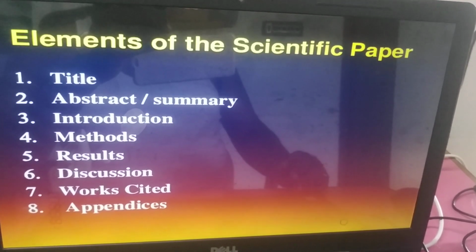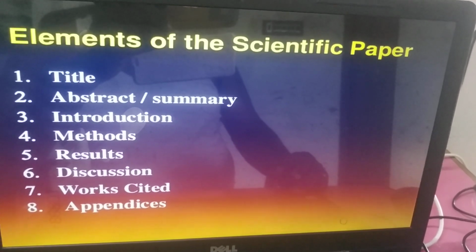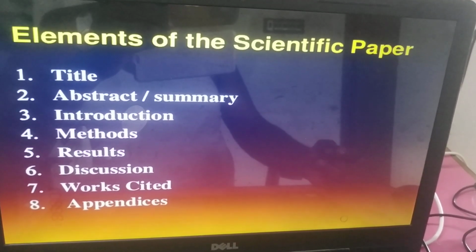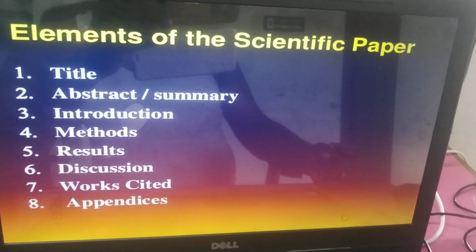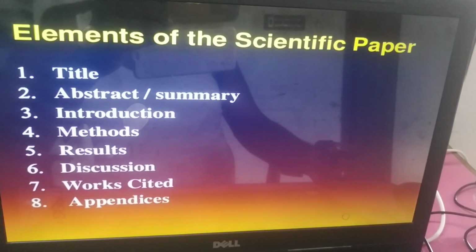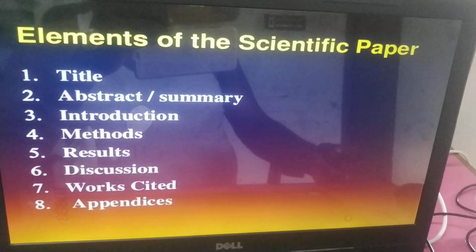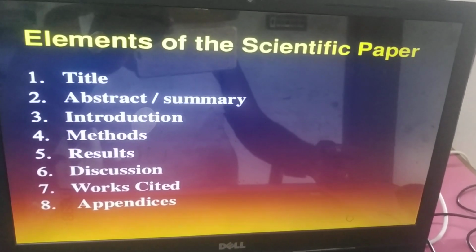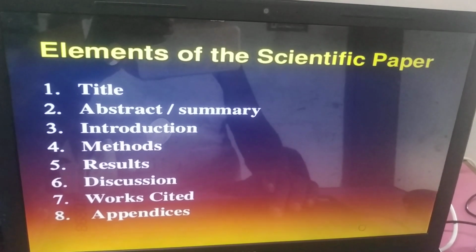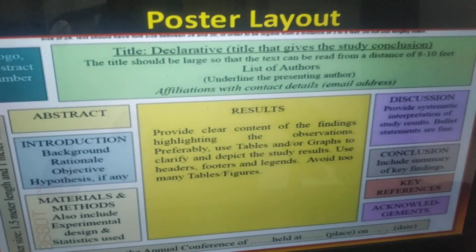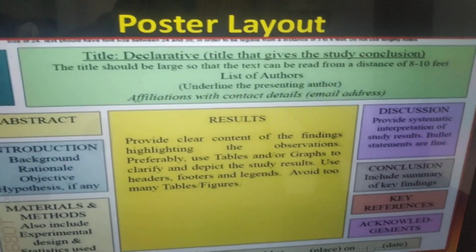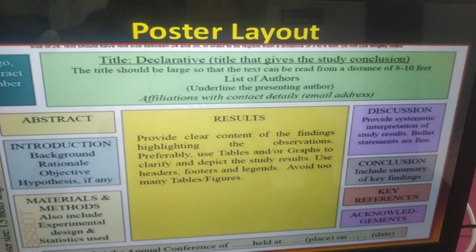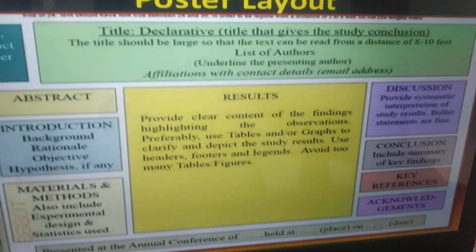methods or methodology, results, discussion, works cited or references, then appendices. These are the various elements of the scientific paper, and we will discuss one by one. So this is very important for the new persons entering into the research field.